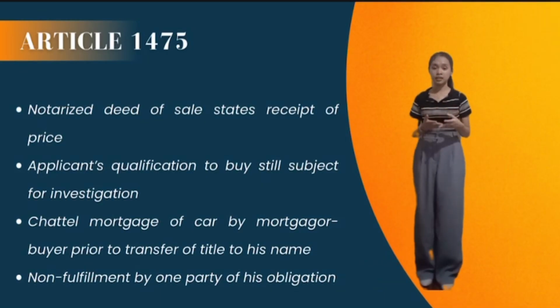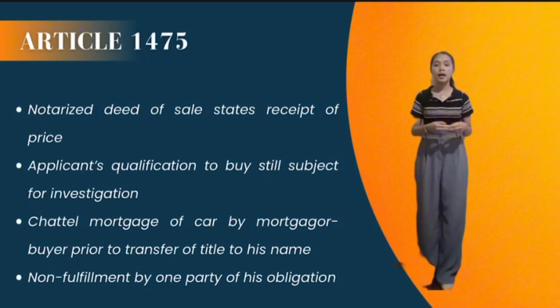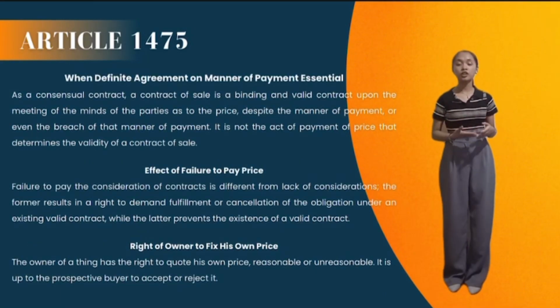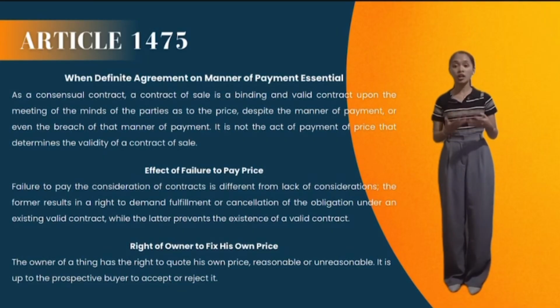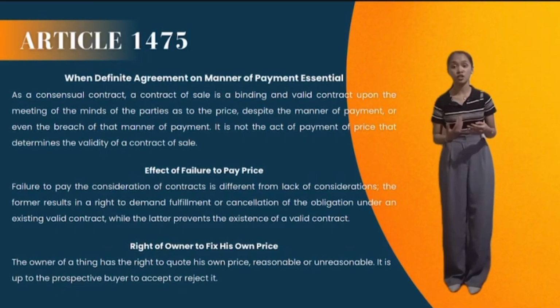Non-fulfillment by one party of his obligation. If one of the parties did not comply with their obligations, then the injured party may demand rescission with payment of damages. When definite agreement on manner of payment is essential, this is important for the contract to be perfected, since a contract is binding and valid once there is a meeting of minds between the parties about the payment of the price. And effect of failure to pay price, this doesn't automatically invalidate the contract, but it gives specific remedies to the seller. He may either sue for the unpaid balance or demand rescission.